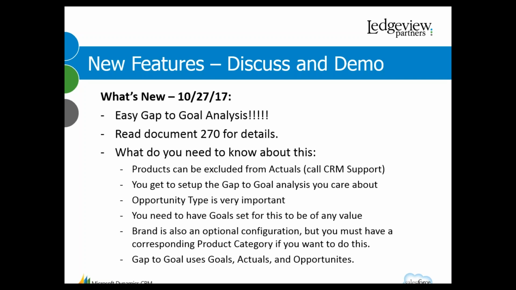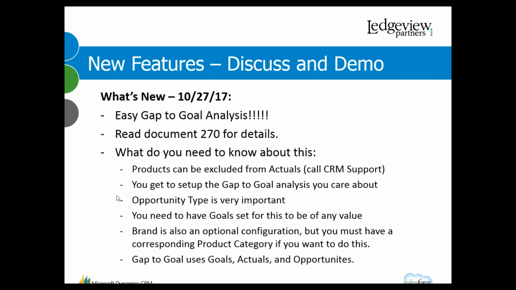Your gap to goal analysis compares your goals to your actuals, so it's just going to be off. You have the ability to call support, and we will go in and check a couple products that you do not want included, and then they just won't be included when we're analyzing your order history.